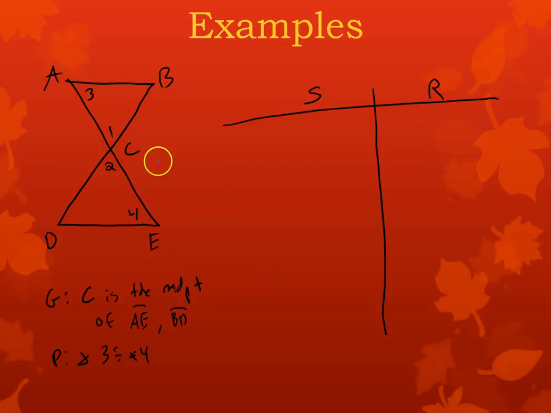So for this diagram, we are given that C is the midpoint of AE and BD, and we want to prove that angle 3 and 4 are congruent. So I need to show the triangles are congruent. So we'll start with our given statement first.